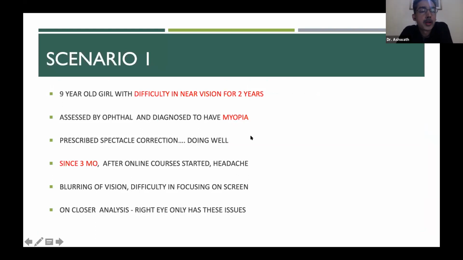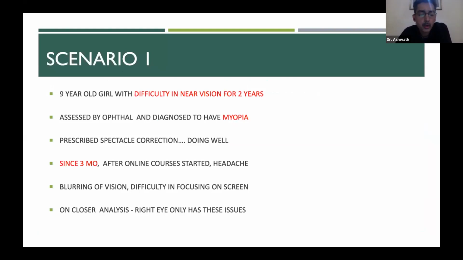Coming to scenario one, there's a 9-year-old girl with difficulty in near vision for the past 2 years. She was initially assessed by an ophthalmologist 2 years ago and was diagnosed to have simple myopia and was prescribed corrective spectacles. For the past 3 months, despite wearing spectacles, after her school's classes resumed, she started having blurring of vision, difficulty in focusing on the screen, and headache every time she sits in front of a screen.